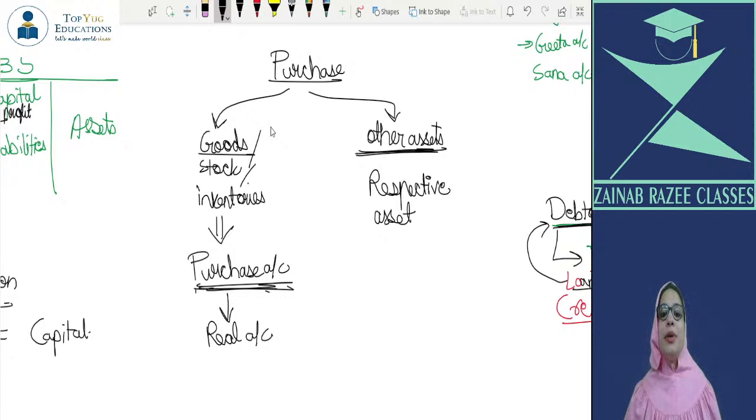Do you all agree with me that when I purchase the goods, at that time I am purchasing for the purpose of resale? That's why it's my goods. That is why I've debited the purchase account. But up till now, it is with me. The stock or inventories is lying with me. So it's my asset. That is why it should be a real account.